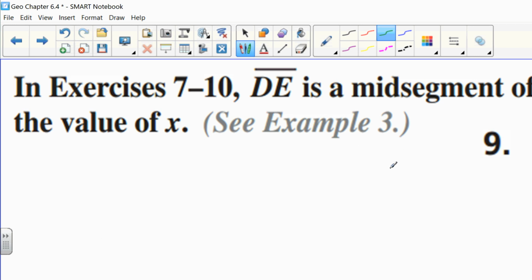So DE here is a midsegment, yes? What are points D and E on the triangle? Each one of these is a midpoint, yes? So it's the middle of the line. So what do I know about BD and DC? How about AE? They'll get a little more challenging here in a minute. Questions on this here?